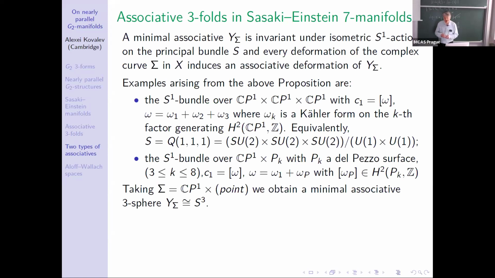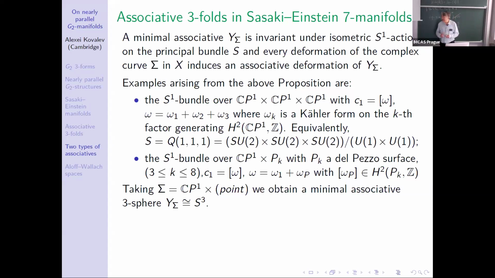We can take X to be a product of 3 copies of complex projective line, and take the Euler class to be the sum of respective generators of the second cohomology of CP1, each factor. In that case, this Sasaki-Einstein 7-manifold S has a traditional notation Q111. At least that's how it's denoted in physics.